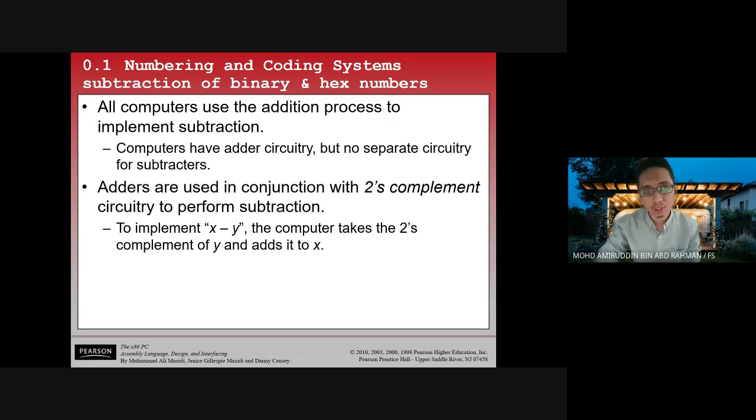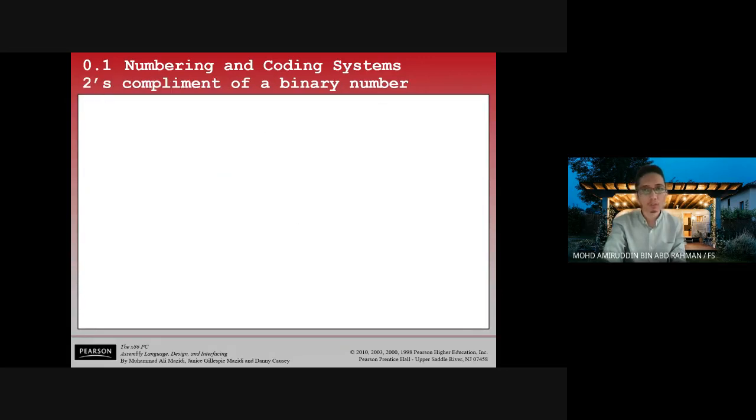Okay, so adders are used in conjunction with 2's complement circuitry to perform subtraction. So we still use the adder to perform the subtraction. So to implement x minus y, okay, the computer takes the 2's complement of y and adds it to x. Okay, we will look at the example.